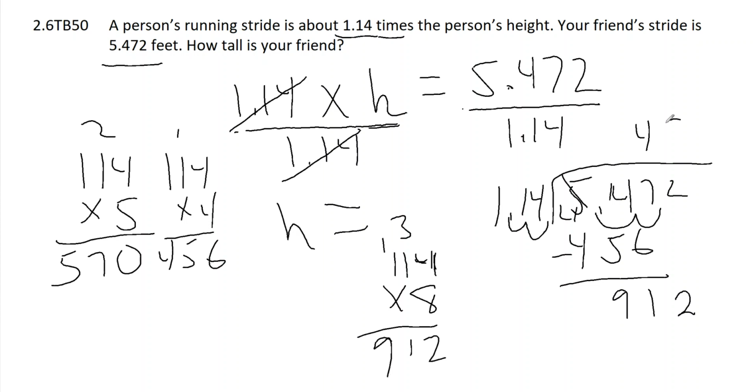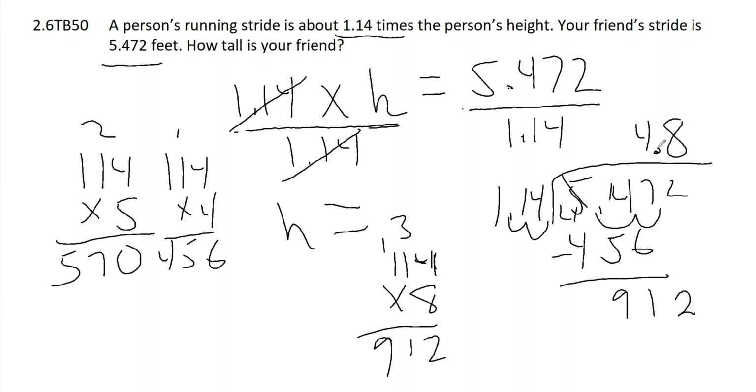So that is correct. Now we've got to be careful that we know where the decimal is. The decimal got moved over 2 places, so the decimal is right there. Now let's think about this and ask ourselves, does it make sense? A person's running stride is about 1/14 times a person's height. Your friend's stride is 5/472 thousandths of a foot. How tall is your friend?